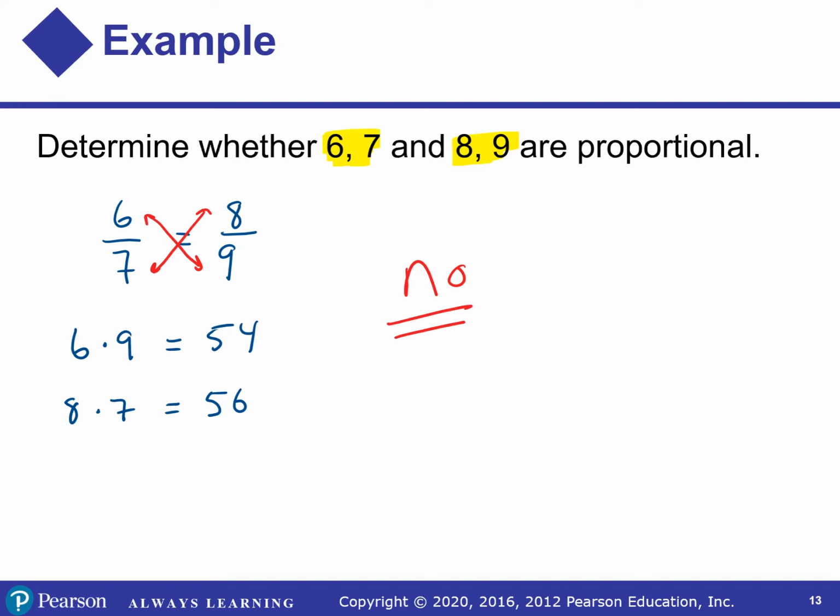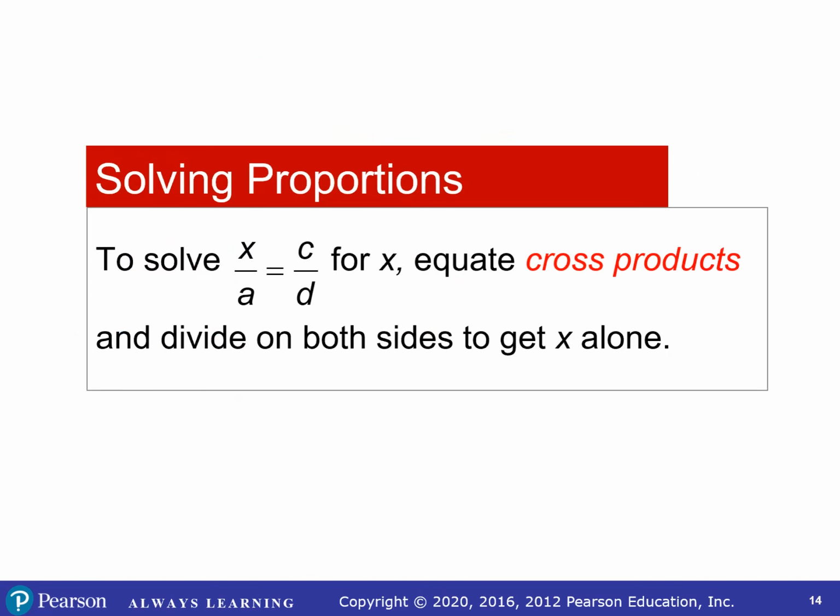These two ratios are not proportional because we have a false statement when we set up the proportion. Now, one thing we're going to be doing throughout the rest of this chapter is what's called solving proportions. When we're solving proportions, the A, the C, and the D in this case are numbers that we know. And the X, well, that's the variable. We don't know what X is, and we're basically wanting to solve for X.